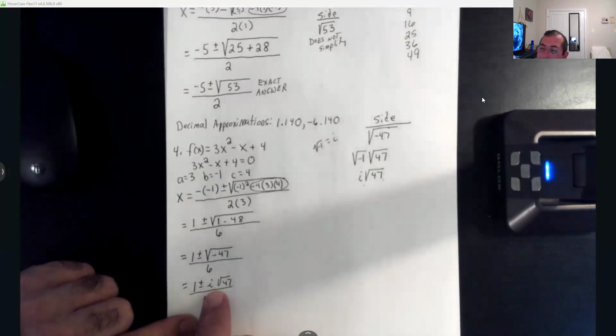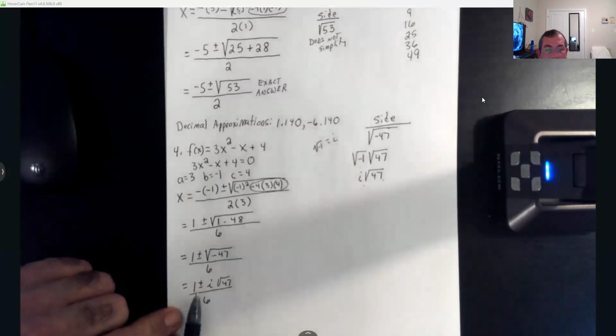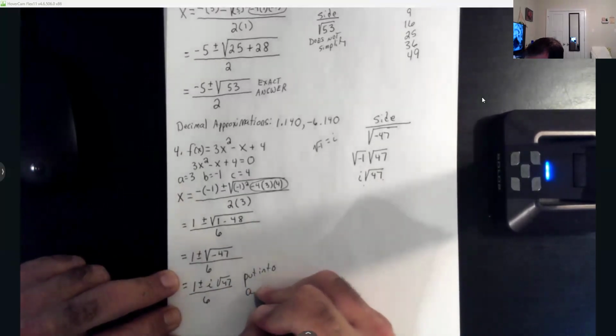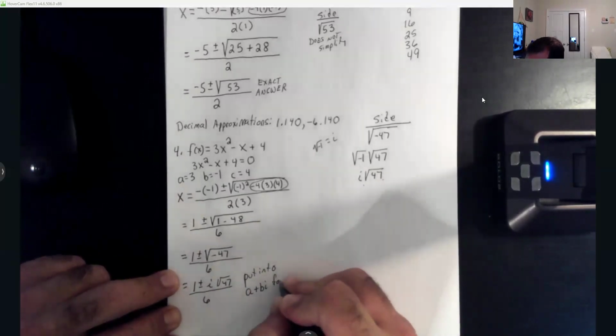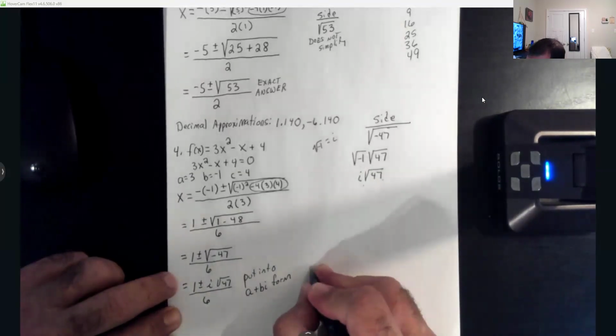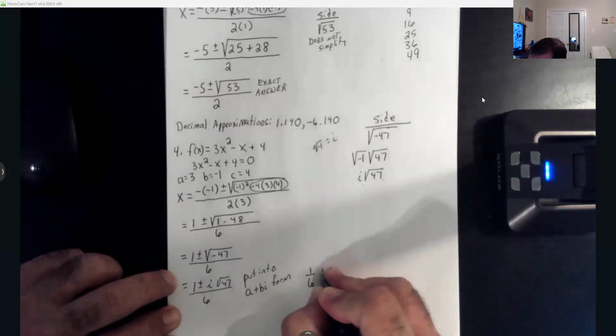So anytime we get answers that involve I, MathLab wants us to split this apart, and we need to put this into A plus BI form. We got to split it apart into two different fractions when they want it like this. Anytime you got imaginary answers, you need to break the imaginary part off from the real part. So doing that, remember everything on top gets divided by 6. So you get a 1/6 plus or minus.